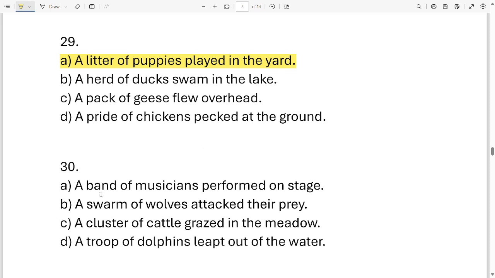Okay. Next question. A band of musicians performed on stage. A swarm of wolves attacked their prey. A cluster of cattle grazed in the meadows. A troop of dolphins leaped out of water. Out of these 4 sentences, in which sentence is the collective noun used correctly? Is it option A, B, C, or D? It is option A. A band of musicians performed on stage.